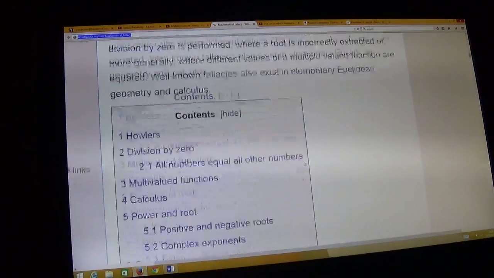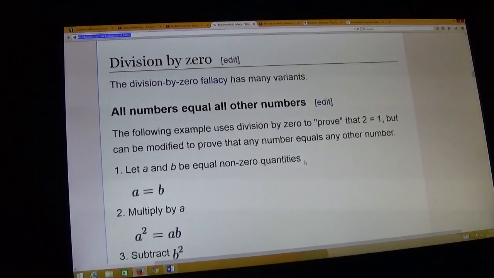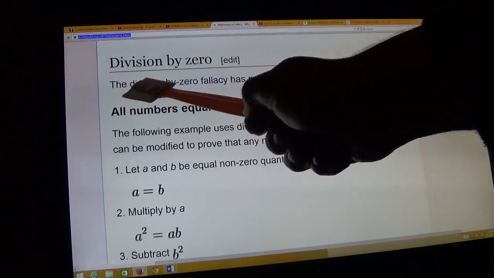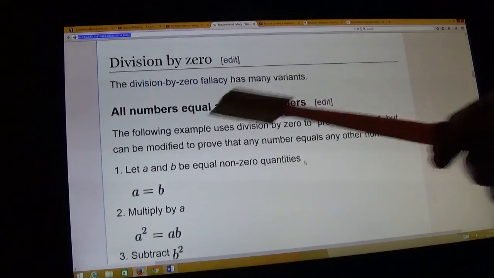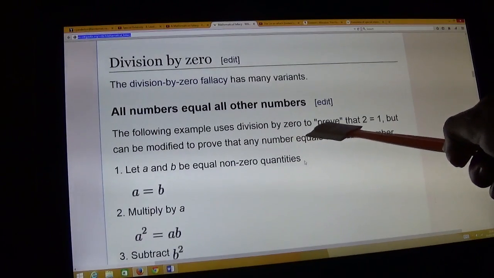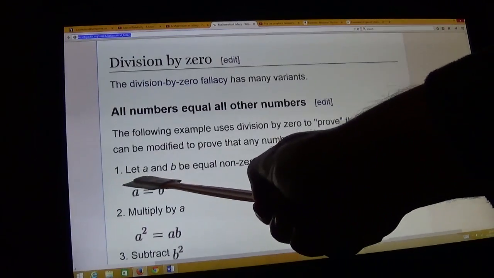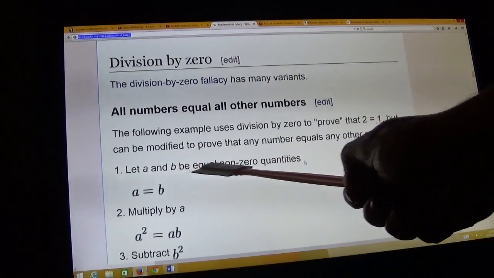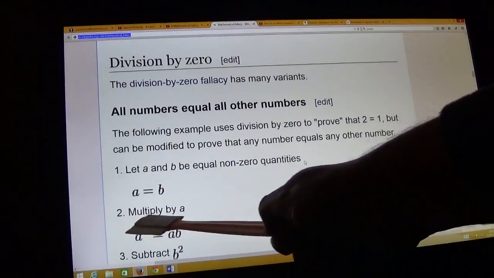And if we go down a bit, Wikipedia goes into the explanation of the division by zero fallacy, and it gives an example. This is an example of using division by zero to show that 2 equals 1. And of course, when you find out 2 equals 1 by a bit of algebraic manipulation, that is a mistake. So first step is to say, let A and B be equal non-zero quantities. A equals B.